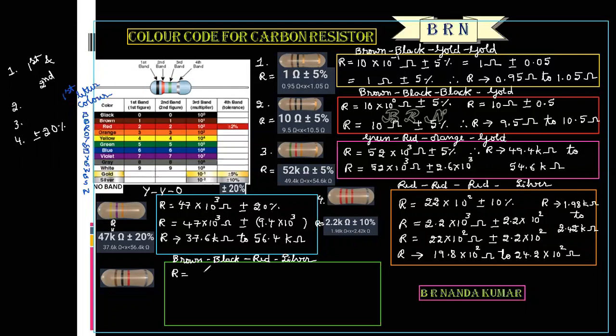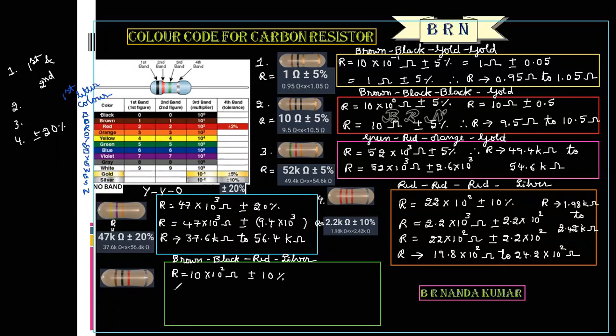So brown means what is the significant digit? Brown means the significant digit is 1. Black, the significant digit is 0, so 10. Into red multiplier, that is 10 power 2. Silver means the tolerance, that is plus or minus 10%.